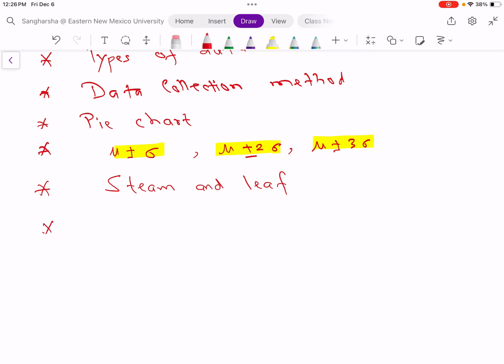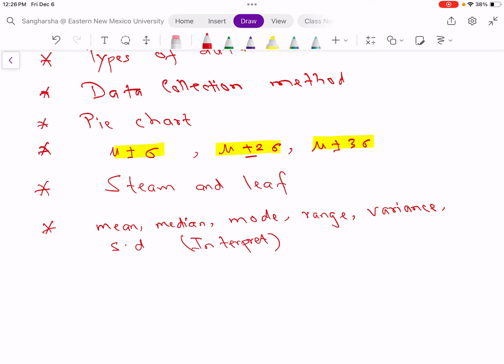The next one, you will be asked to find mean. This is easy, right? You will be asked to find median. This is the easiest. You will be asked to find mode. You will be asked to find range. The formula will be given to you. You will be asked to find variance. You will be asked to find standard deviation and interpret. You also need to prepare on interpreting this number.